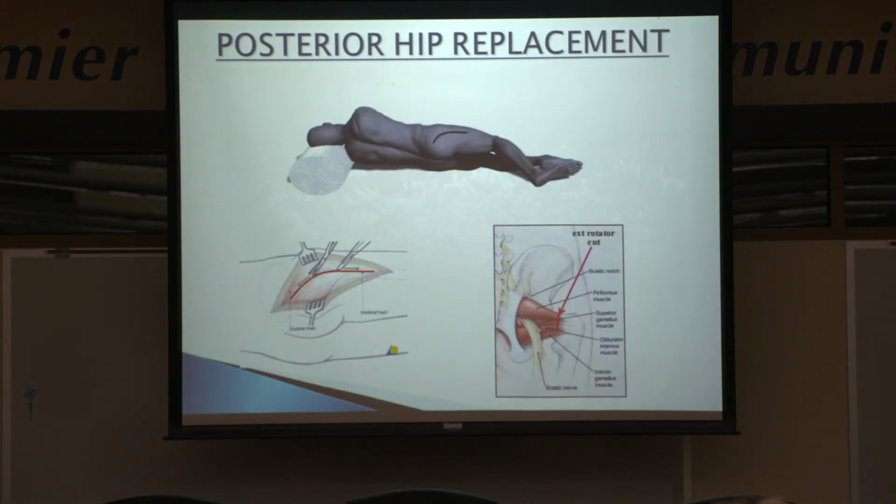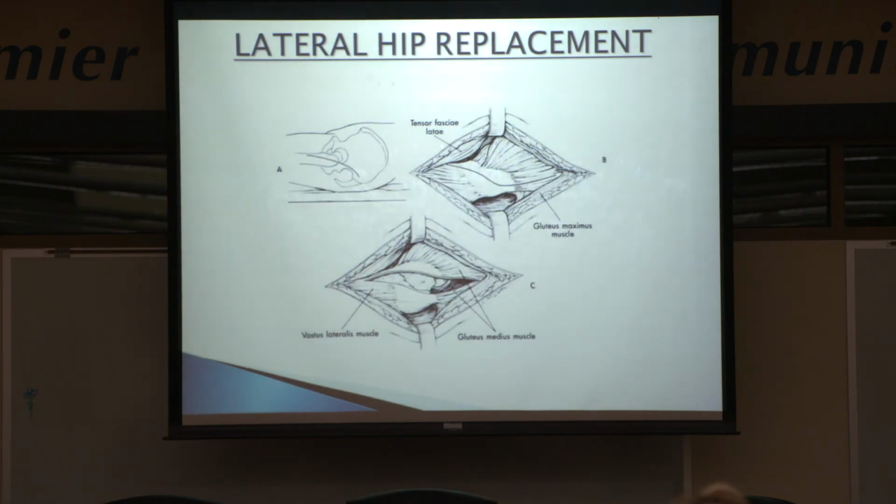So just to show a little bit more detail, if I do a posterior hip replacement, someone's typically on their side. This is the standard approach. We have to go through some of the gluteus maximus fibers. We repair this at the end, but it makes everything exposed. We can see everything. And then after I go through this part, I have to detach the piriformis muscle, some of the short external rotators, and again, I repair those at the end. The sciatic nerve's right in that area, but we typically see it when we go from this approach.